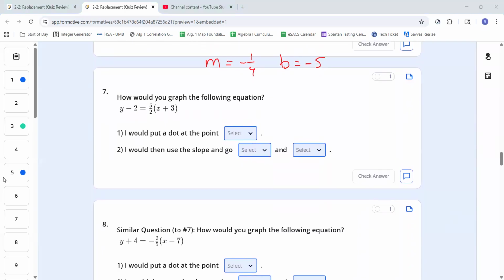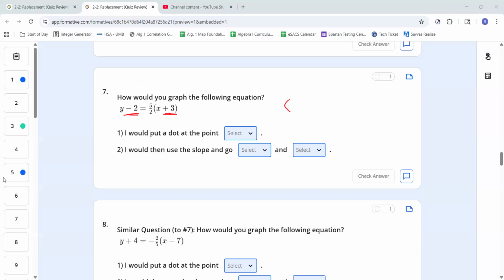Okay, this is point slope form. We need to identify the point. Okay, so the point you can look at, this is x kind of, and this is y kind of. So my point is the opposite of what I see, because remember it's x minus the x coordinate.